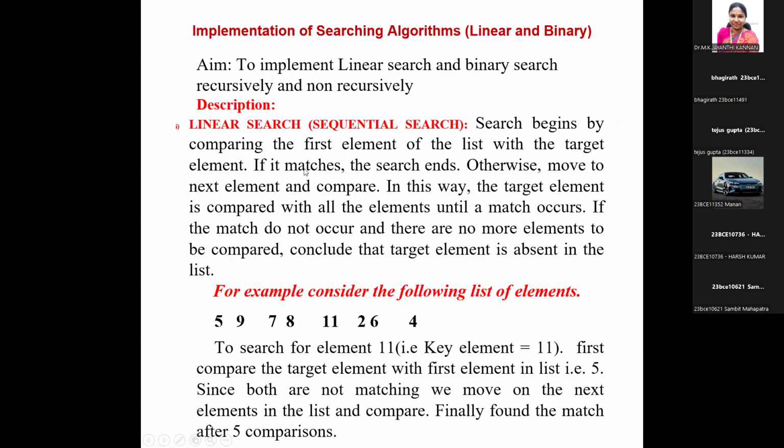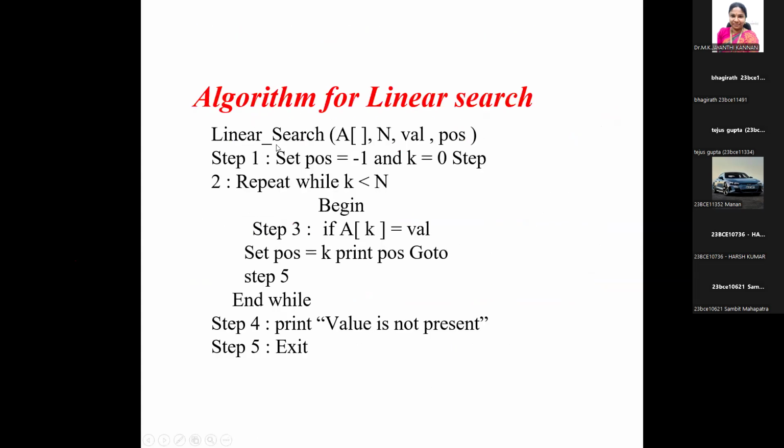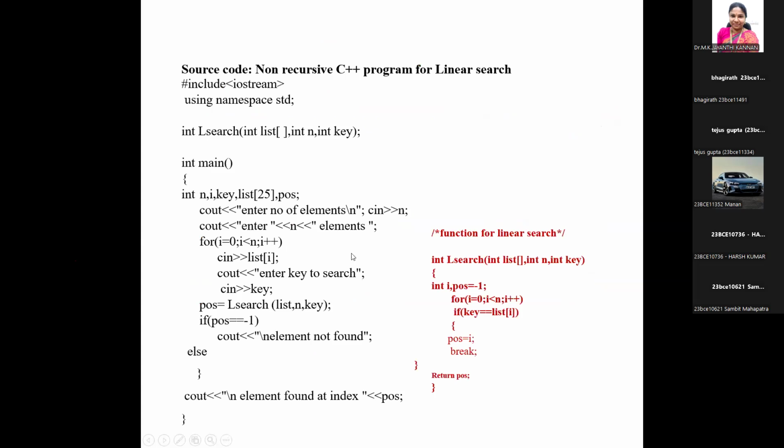So already we discussed one lab program, linear search: the aim, the logic, example, pseudocode, and the program for linear search using a non-recursive function. Here we are using a function called linear search. The function is called in the main program. The function is declared outside the main program and defined outside the main program. The arguments are passed from the main program to the function. The function is returning the value back to the main program.